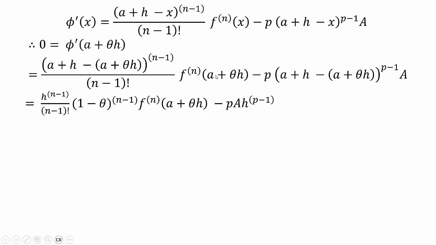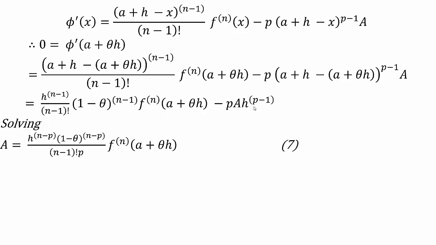Simplifying this, minus p into capital A into h raised to p minus 1, where A equal to h raised to n minus p, (1 minus theta) raised to n minus p divided by n minus 1 factorial into p into f^n (a plus theta h), where h is not equal to 0 and 1 minus theta is non-zero.